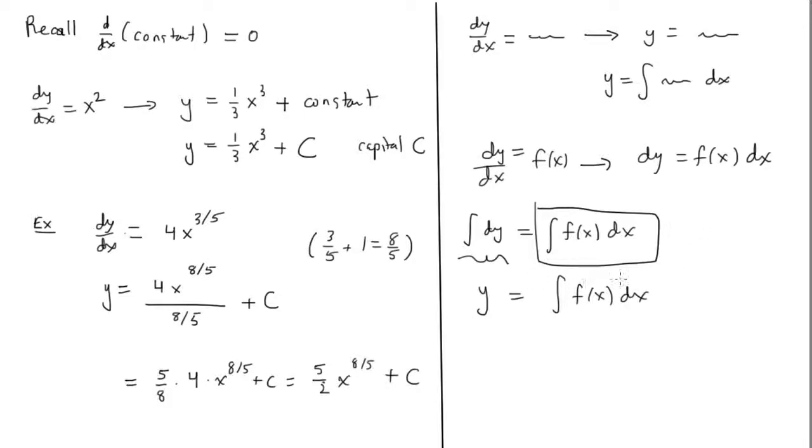Okay, so this symbol here, and I'll tell you guys later what the little S shape is called. So this instruction here just says, find me the antiderivative of f of x. And really it's the antidifferential, but yeah. So find me a function whose derivative is f of x. Okay, so on the next slide we'll look at one more example of this.